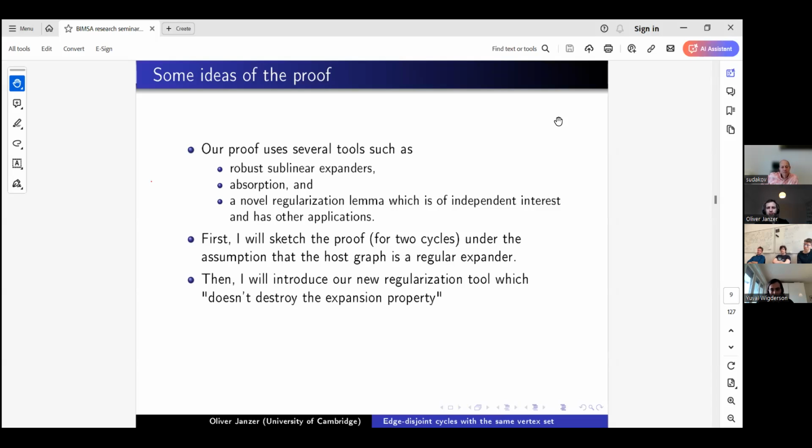Then I will introduce our new regularization tool, which somehow doesn't destroy the expansion property. There are tools for regularizing graphs, but the known tools will not respect the expander. So if you use them, you lose the expansion property. Our new tool has this nice feature that it does not destroy the expansion property. So it can actually reduce the problem to this case of having a regular expander. And then I'll conclude the talk by mentioning some other applications of our new regularization tool.